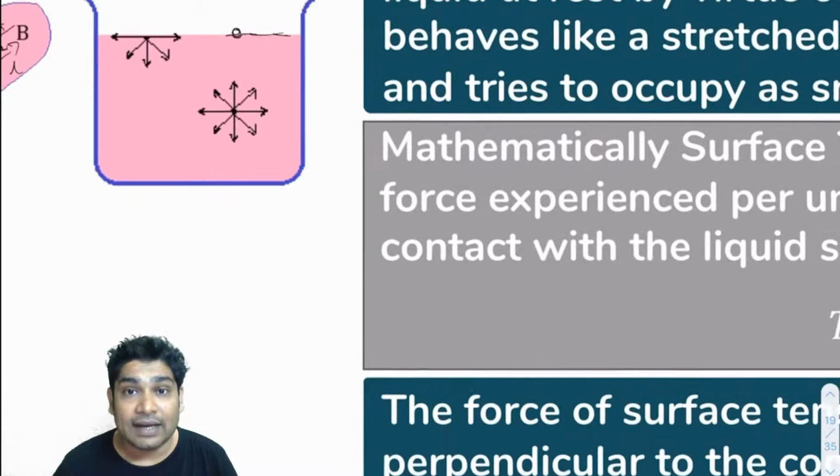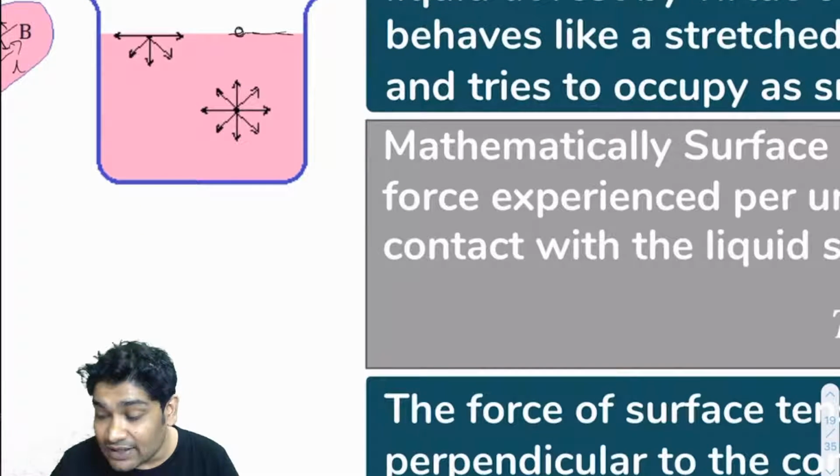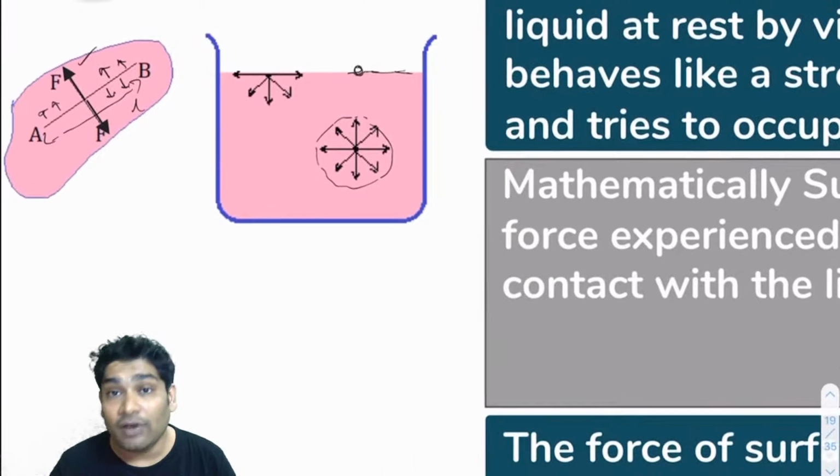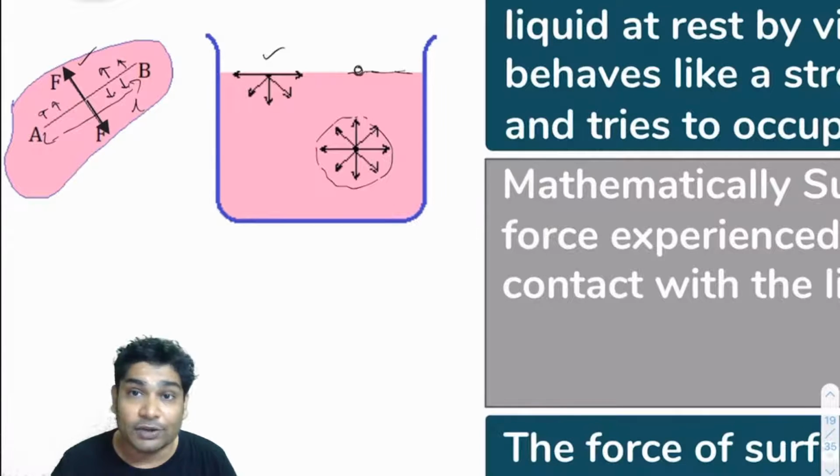Every molecule which is well inside the liquid is feeling forces from all the directions. Alright, so it has no net force acting. However, what happens to the surface molecules? The molecules on the surface have an unbalanced force acting on them. The net force on them is downwards.